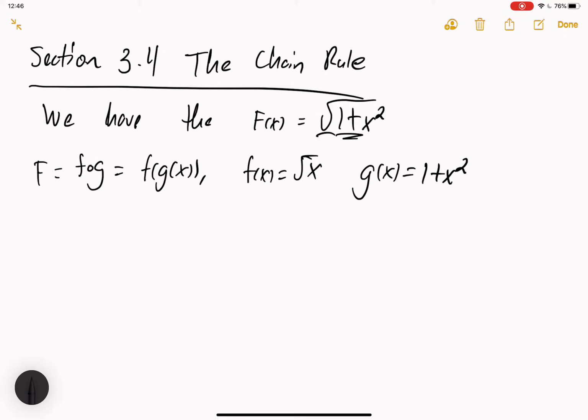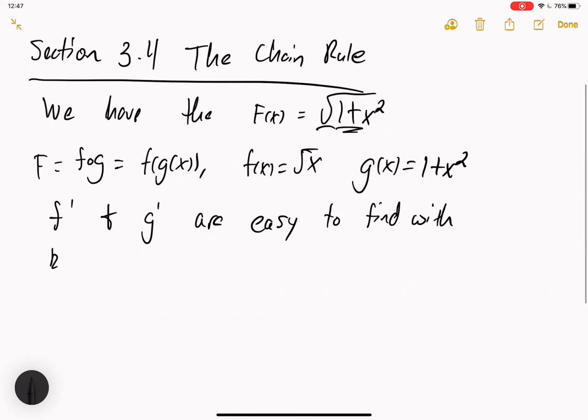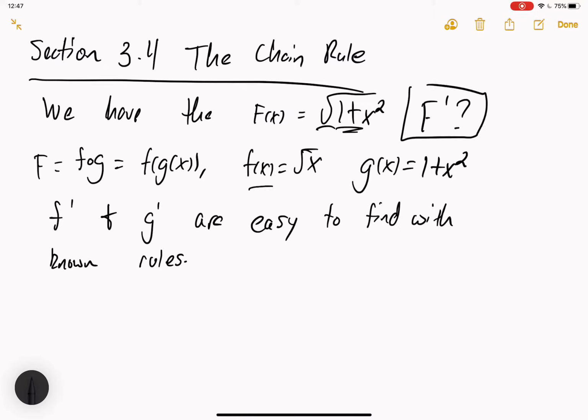So f of x and g of x by themselves are differentiable. So f prime and g prime are easy to find at the moment, with known rules, meaning the ones that we've learned so far. So this is kind of where we link to the chain rule. Maybe we could talk about f prime in terms of f of x and g of x and their derivatives. And that's where the chain rule comes in.